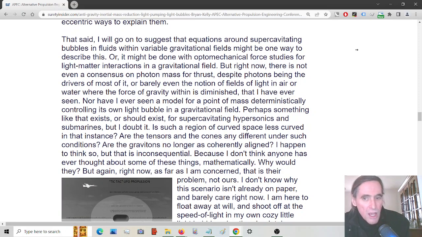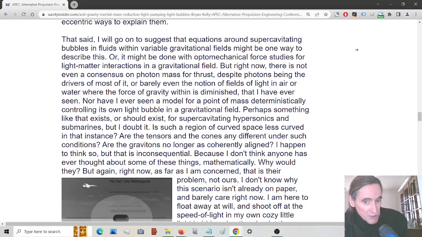gravitational fields might be one way to describe this, or it might be done with optomechanical force studies for light-matter interactions in a gravitational field. But right now, there is not even a consensus on photon mass for thrust, despite photons being the drivers of most of it, or barely even the notion of fields of light in air or water, where the force of gravity within is diminished, that I have ever seen.